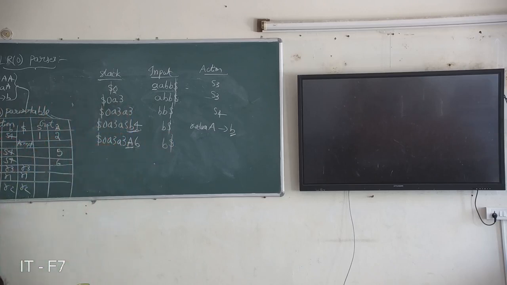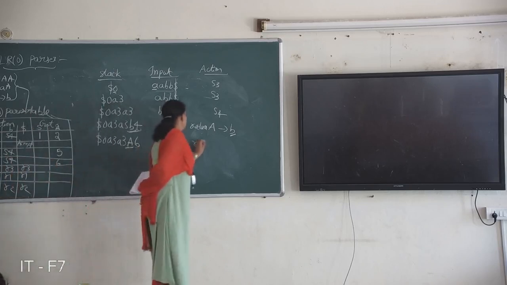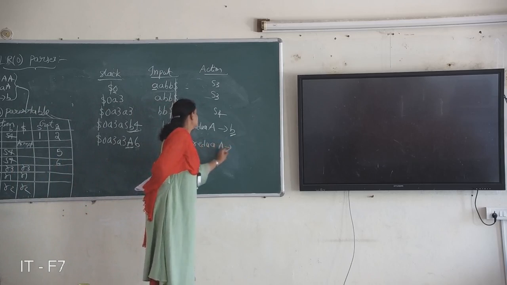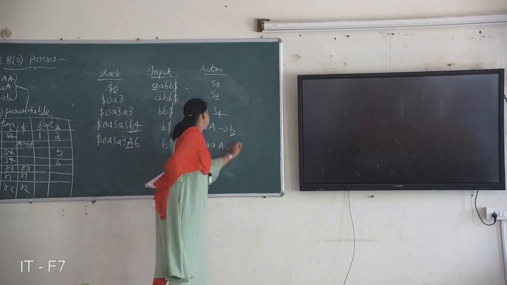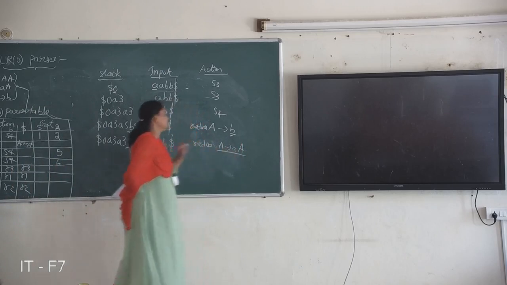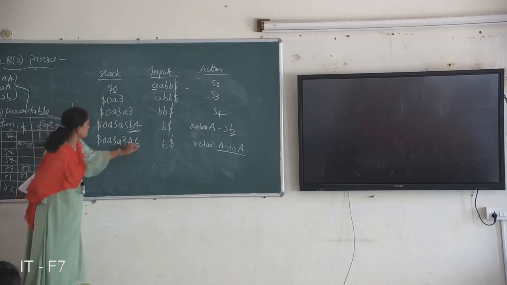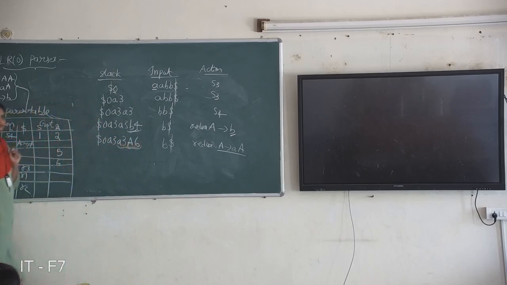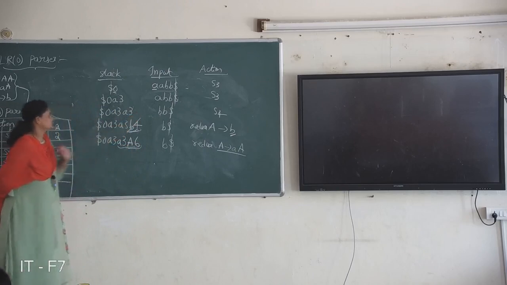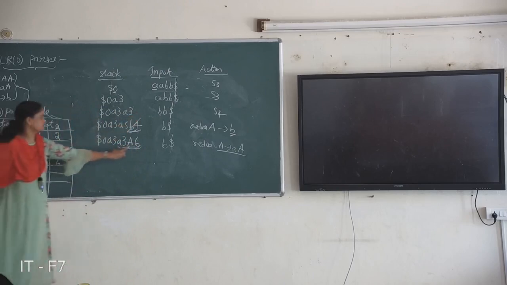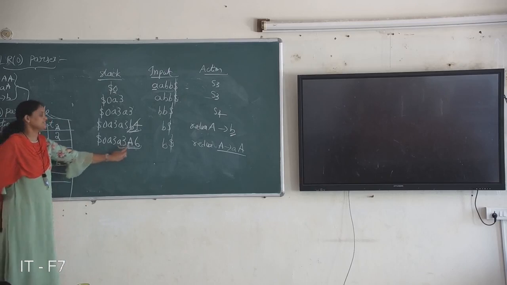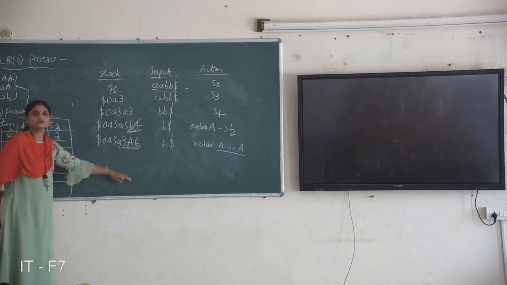And next, 6 on B. Reduction. Perform reduction with which production? The second production, that is reduce A derives AA. Reduce with this production, and just check whether AA occurs or not. Here AA is there on the top of the stack. So this is reduced to capital A.